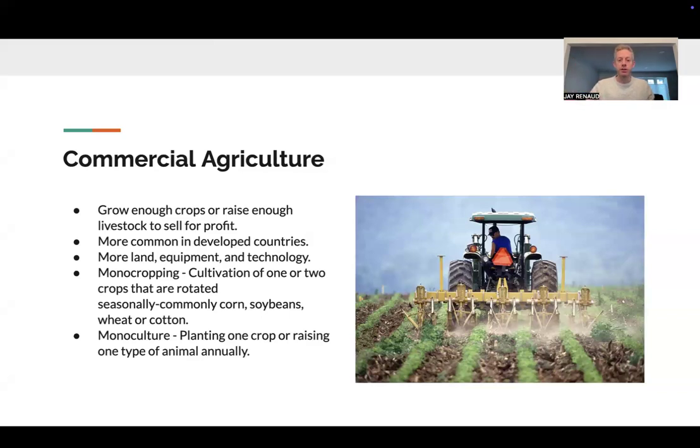Unfortunately, in this type of agriculture, we see monocropping and monoculture. And I just think, we're just going to grow one crop. Just no, mono, one crop.